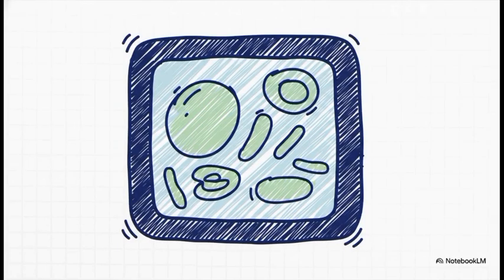Now, hold on a second. I really need to highlight something super important here. Plant cells have an exclusive extra layer called the cell wall that gives them shape and support. This is a huge distinction. Animal cells absolutely do not have this rigid outer wall. Plants need it so they can stand up straight without having a skeleton.